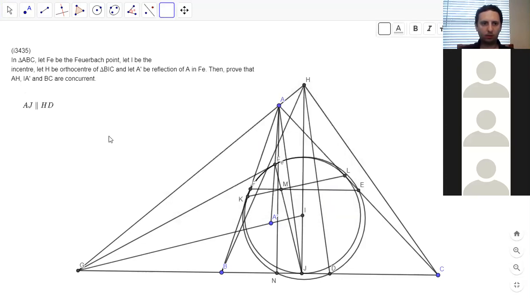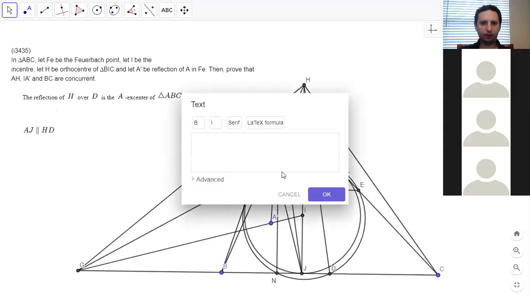See, and so JA is the J symmedian of triangle JKL. Or we can use harmonics.